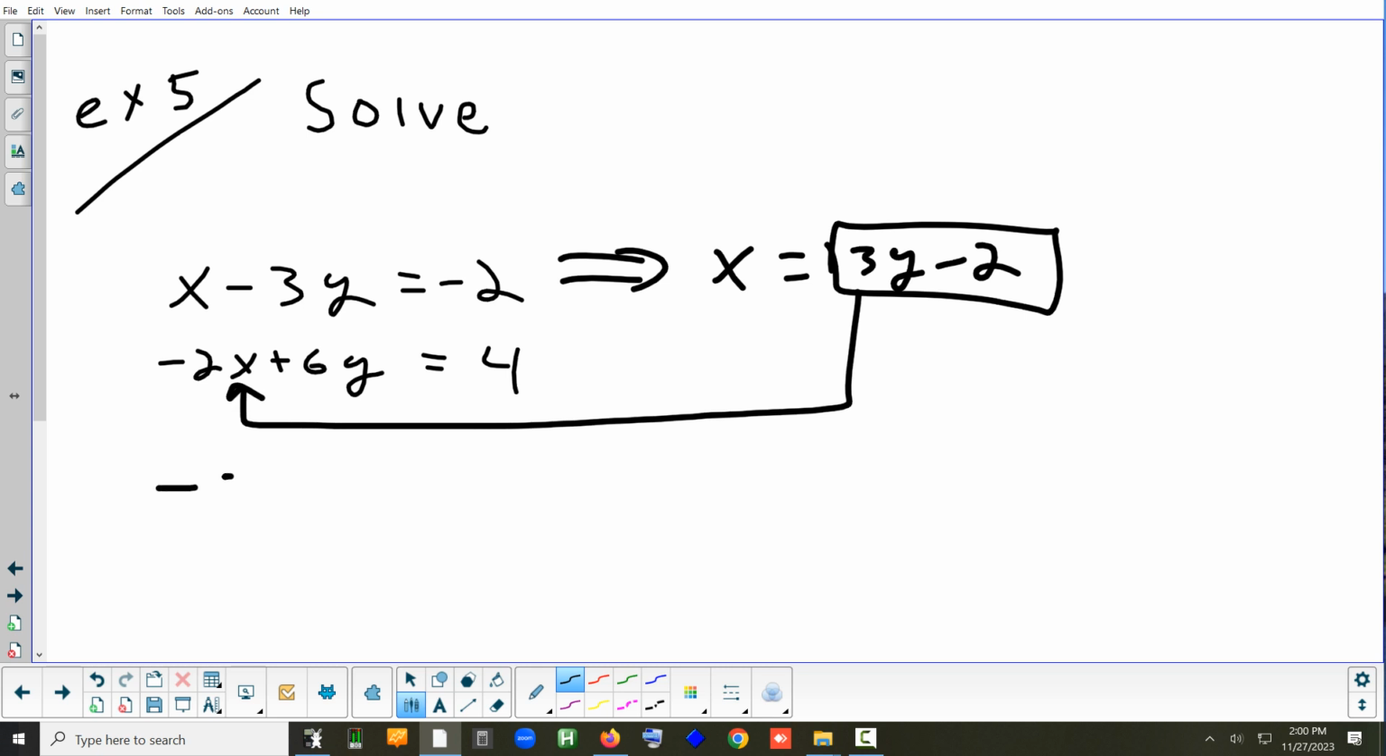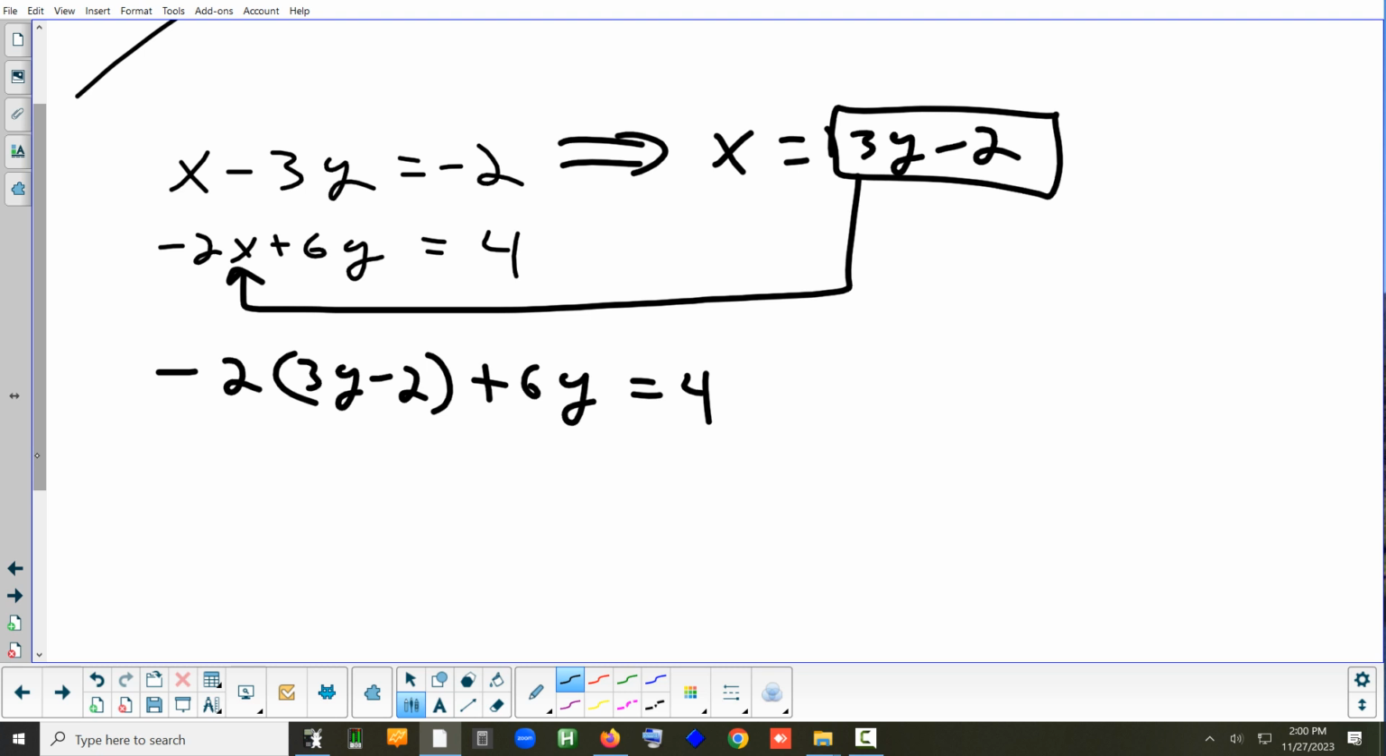Let's fill that in. Don't forget your parentheses when you substitute. So negative 2 times 3y minus 2 plus 6y equals 4. Okay. What's negative 2 times 3y? Good. And negative 2 times negative 2? 4.